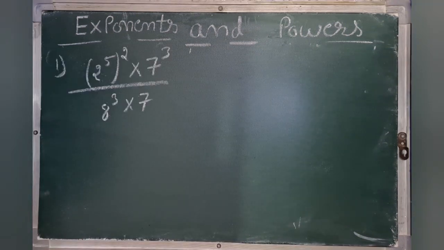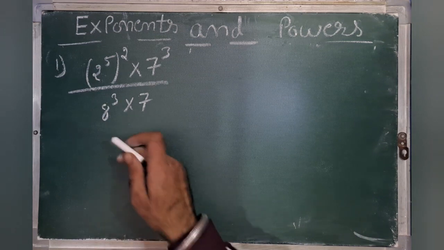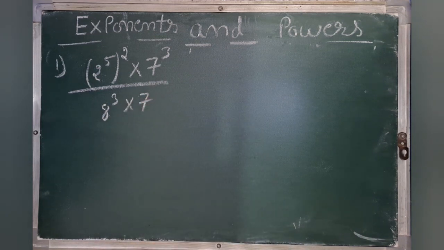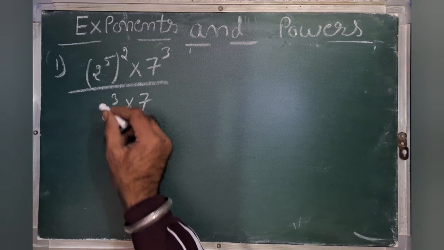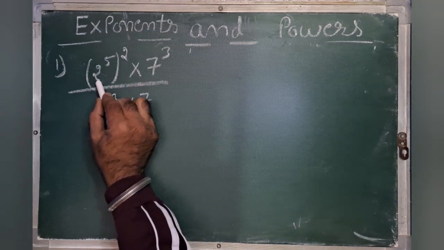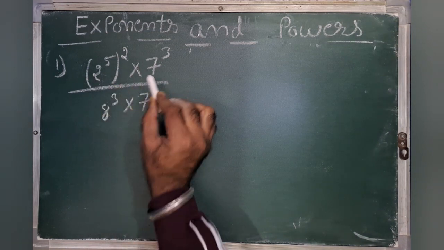Some question from 7th class book. So the question is (2 power 5) whole power 2 multiply 7 power 3 upon 8 power 3 multiply 7. So what do we have to do in this? We will follow some steps in this. So what do we do? First we factor if possible. Like in this, 2 not possible, 7 factor not possible, 8.